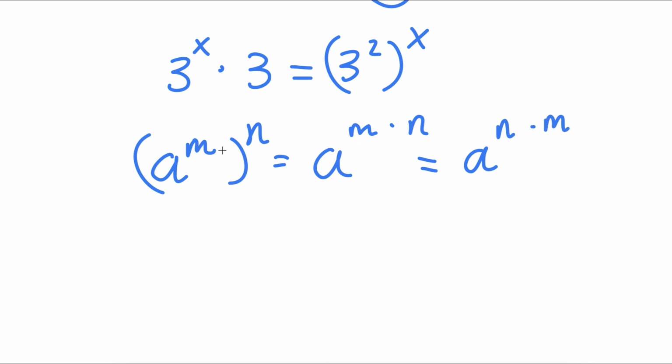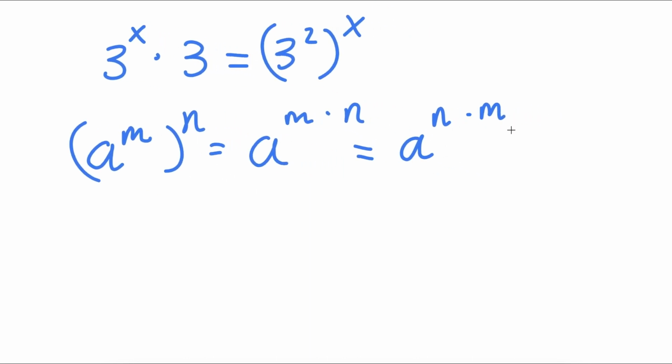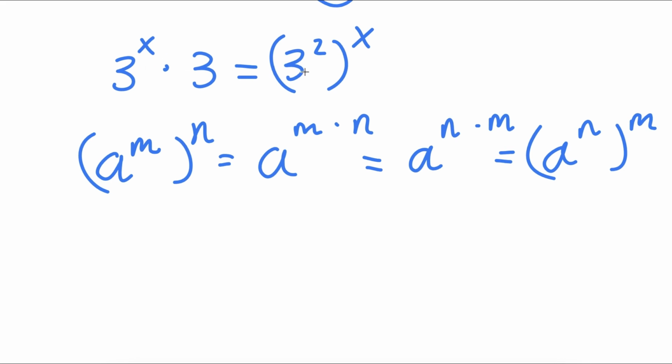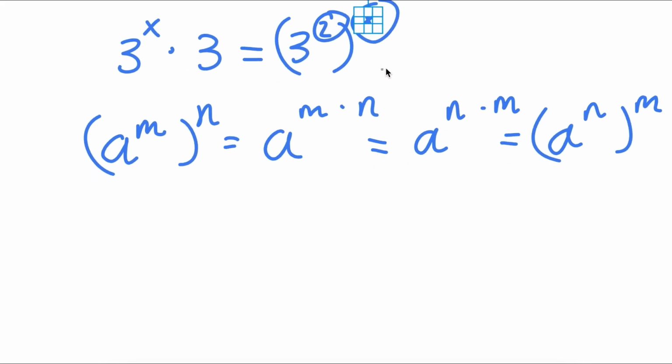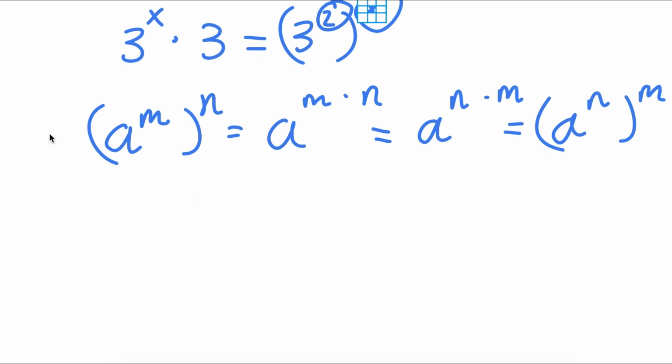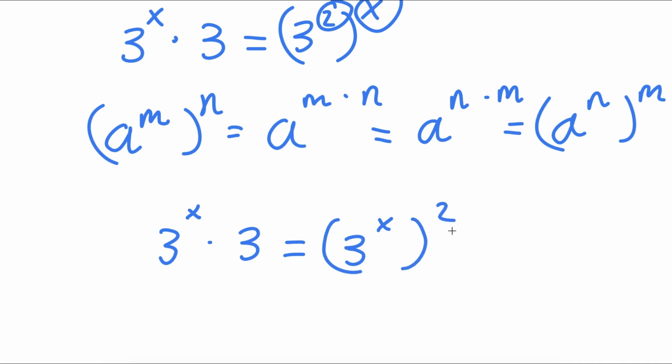So if a to the power of m to the power of n is equal to a to the power of m times n, then a to the power of n times m should equal a to the power of n to the power of m. So 3 to the power of 2 to the power of x, I can switch the places of 2 and x. So now that's the same thing as 3 to the power of x times 3 is equal to 3 to the power of x to the power of 2.